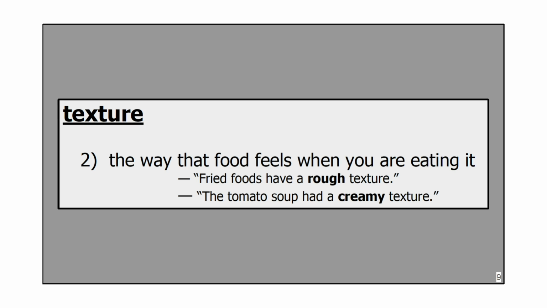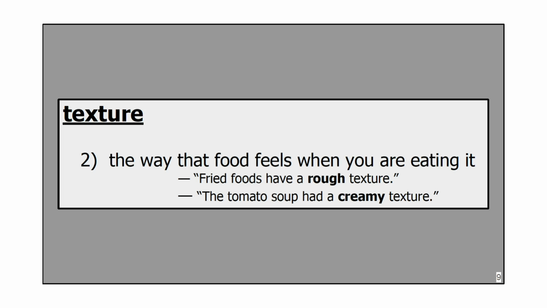Here is an example of this definition in a sentence. Fried foods have a rough texture. In this sentence, the word rough describes the quality of the fried foods. Just as we described sandpaper as rough, we usually describe the quality of fried foods, or the tactile experience, as being rough. Remember, we are only describing the feeling of foods or liquids, not the taste.